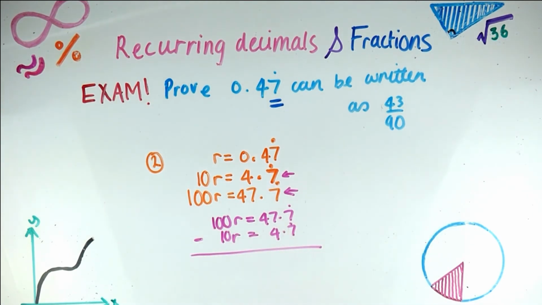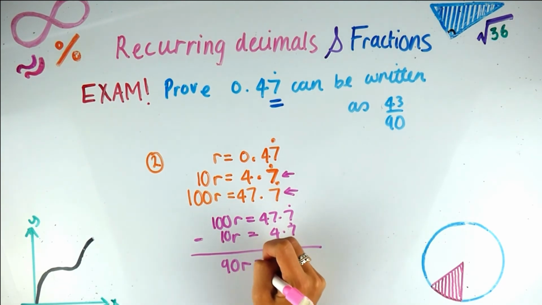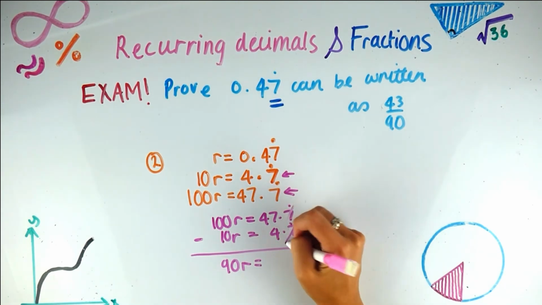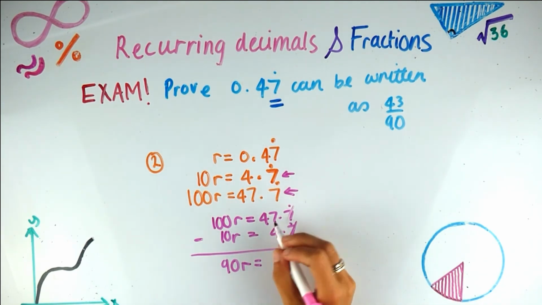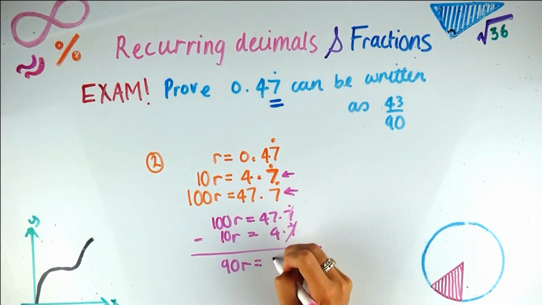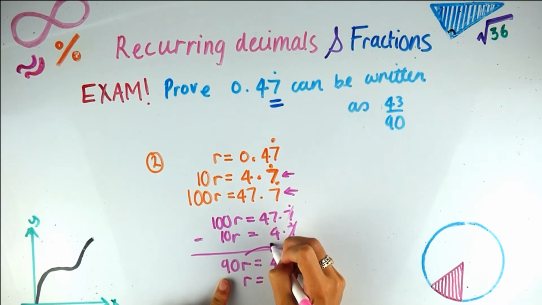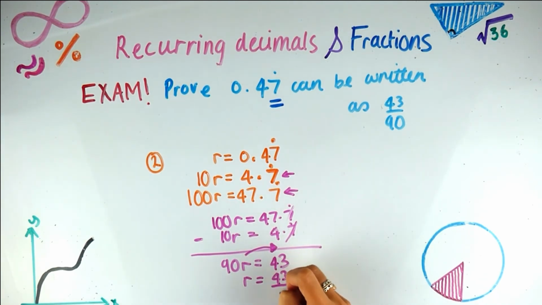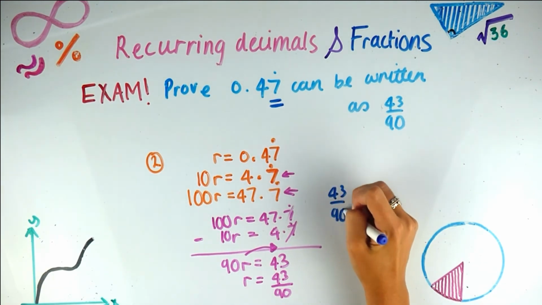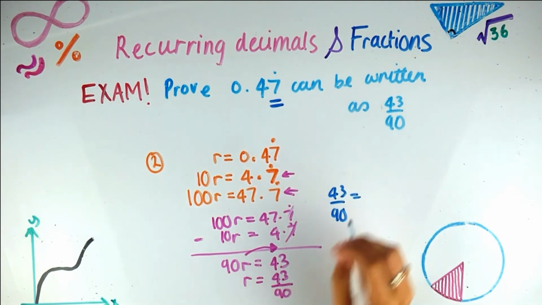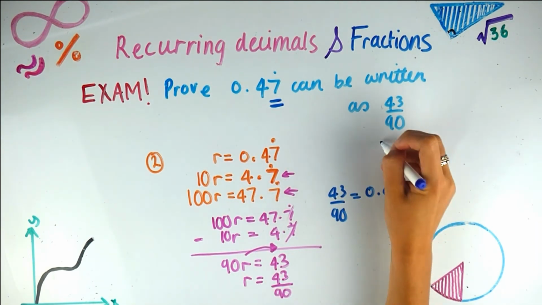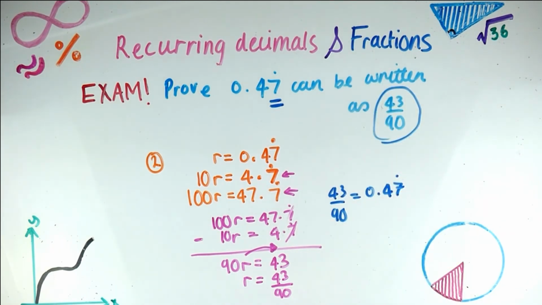So 100r, subtract 10r, leaves me with 90r. And we have 47.7 recurring, subtract 4.7 recurring. So these go, that's the whole point of why we're doing it. And we're left with, so 47, take away 4 is 43. Now we rearrange to find r, so we have r equals 43. The 90 was in the way here, so we take it over the other side of the equal sign and do the inverse operation to multiplication, which is division. And r was what? This, so this 43 over 90 is r, 0.47 recurring, just like they wanted in the question. It's always nice when you know you've done it right.